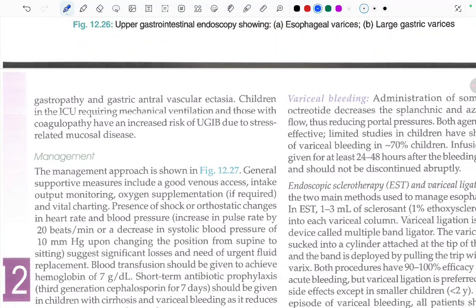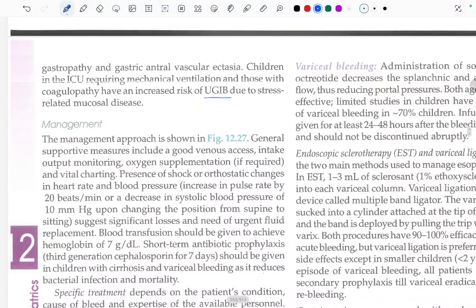Okay. So these children who are in the ICU and require mechanical ventilation, and those with coagulopathy, have an increased risk of upper GI bleed due to stress related mucosal disease. Okay, now coming to the management part.